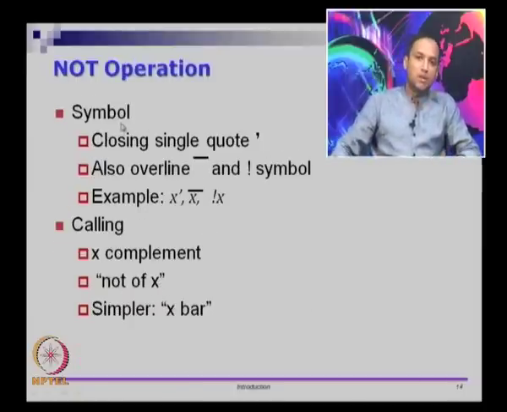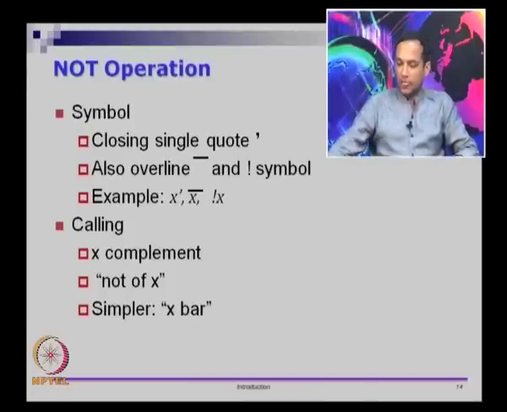Finally, we also need some symbol for the not operation. We can't keep drawing things every time, sometimes we have to write it as text. So we use the symbol either a closing quote or an overline or what is called a bang. So examples are like these. This is x followed by a closing quote, x with a line above it, or this bang x. We will call that either x complement, not of x, or usually we will call it x bar. So x bar means whatever x takes, it is the complement of that value. So complement of 0 is 1 and complement of 1 is 0.